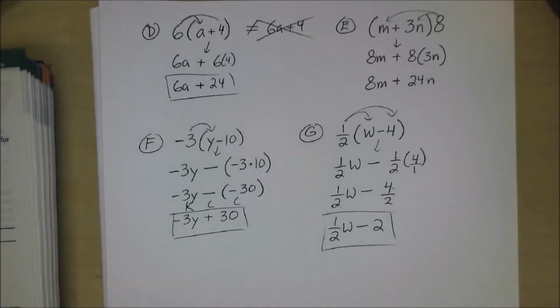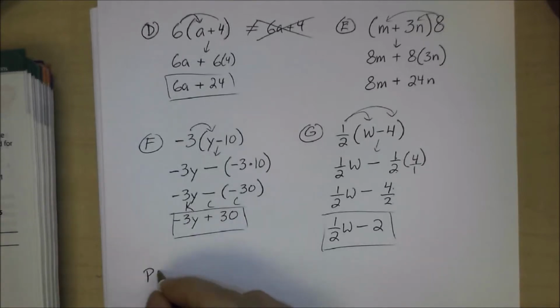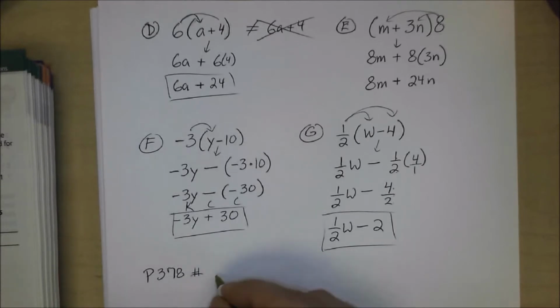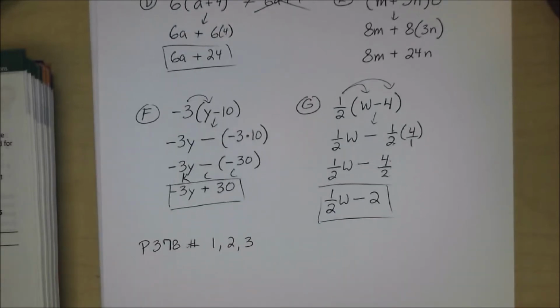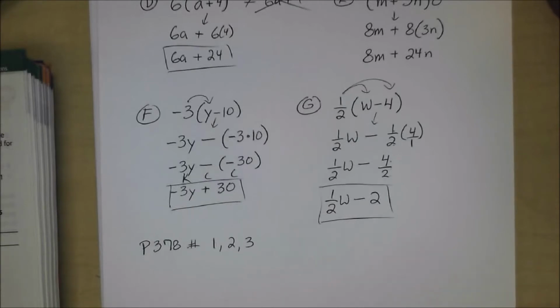So if you're good on this, you should be pretty good for this lesson. Next, I want you to turn to page 378, and take a look at numbers 1, 2, and 3. And guest teacher, give the students some time to do that, please. And then when they're ready, please press play again, and we'll go over the answers.